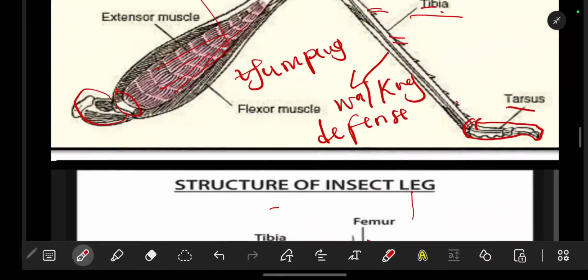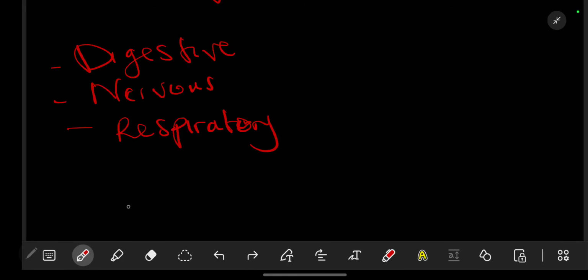Now we are going to look at the orders. Before we wrap up this video, we are going to look at the orders of insects. Very important and very examinable. So for the orders of insects, we are going to look at them in another video. See you in that video, where I simplify how you can easily remember them.